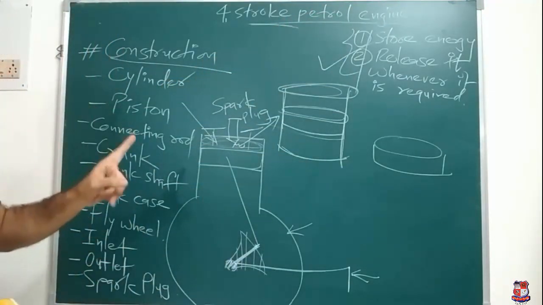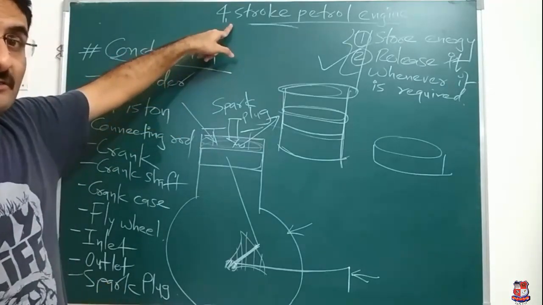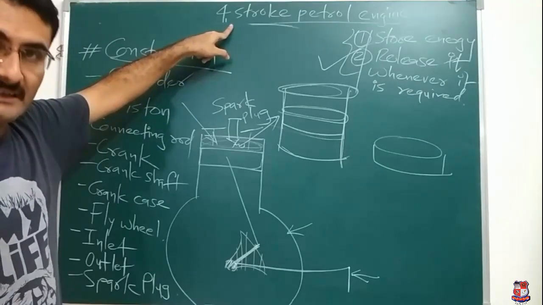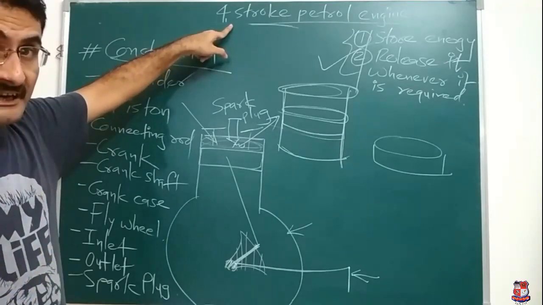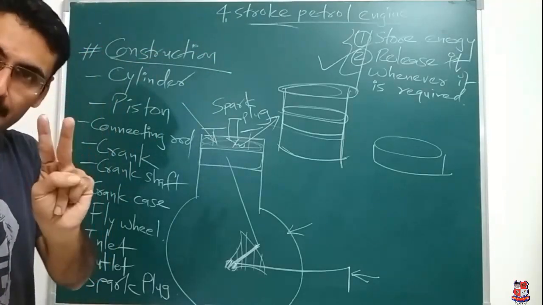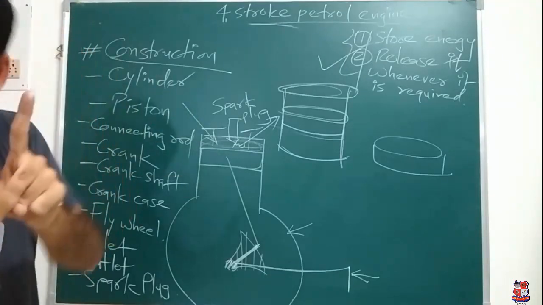First of all, we have understood the meaning of four-stroke engine. Four-stroke engine means what? It is such a device in which we are getting one power stroke by the completion of two rotations of the crank. And two-stroke means what? Again, we are getting one power stroke by one complete rotation of the crank.